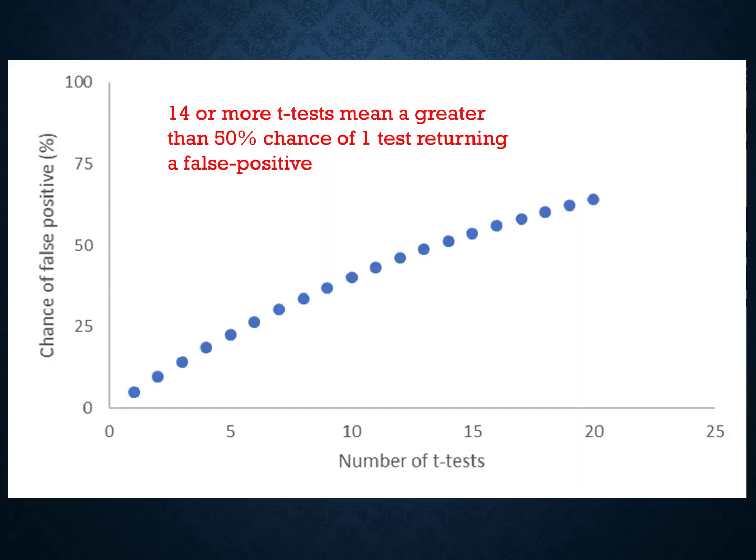This graph shows the relationship between the number of t-tests and the chance of a false positive. Where we have 14 or more t-tests, we have a greater than 50% chance of one of those tests returning a false positive.